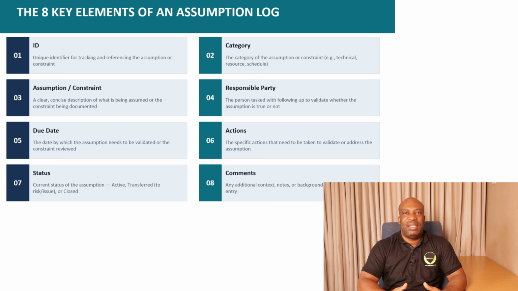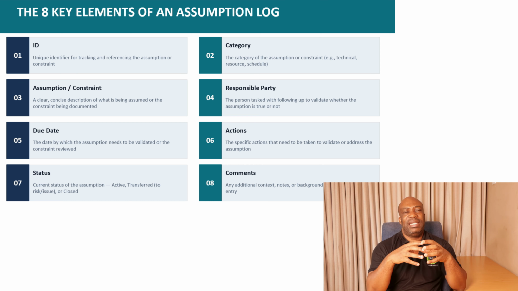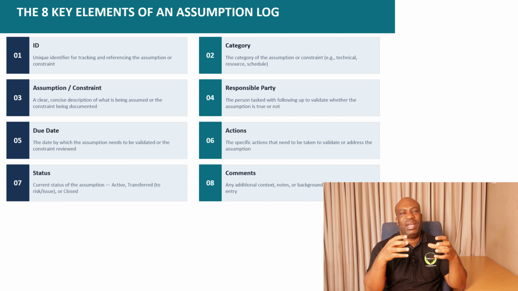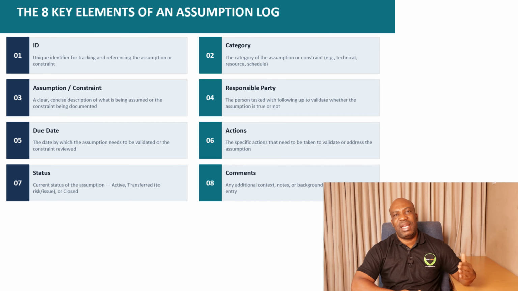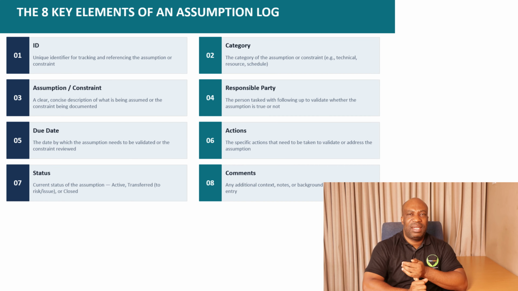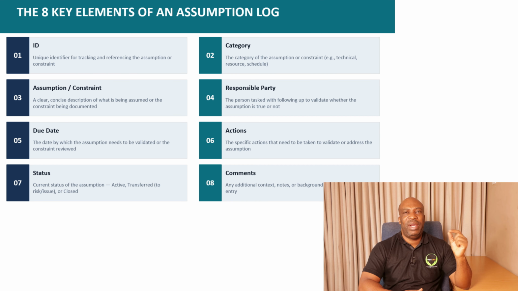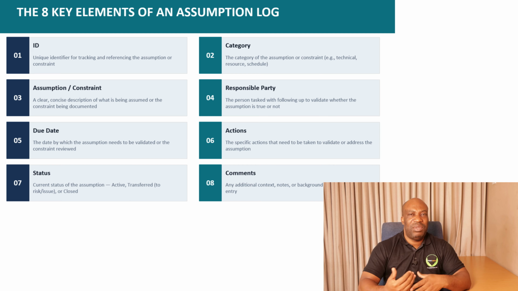The first one is a unique ID. I can tell you from my experience, there is no way you can run a project without assigning unique IDs, whether it's a risk ID, an issue ID, or even a plan. Action items also have IDs. The same applies to the assumption log. There must be a way to number your IDs. It could be numerical, or alphanumerical, which means you're mixing both of them. This ID is used as a reference.